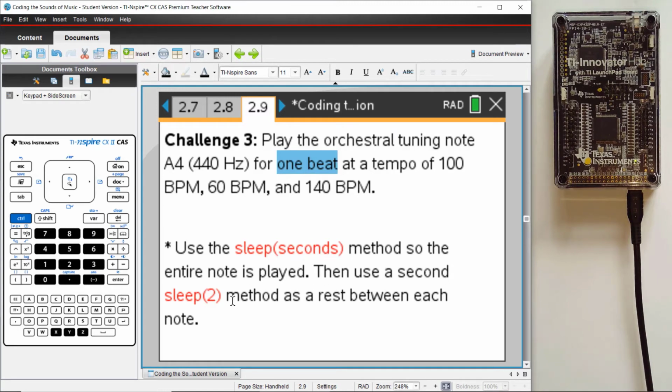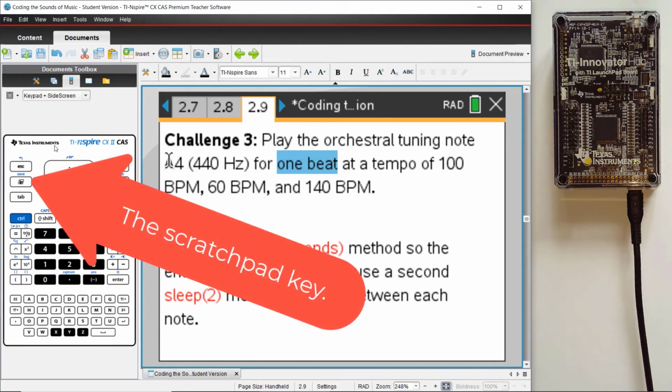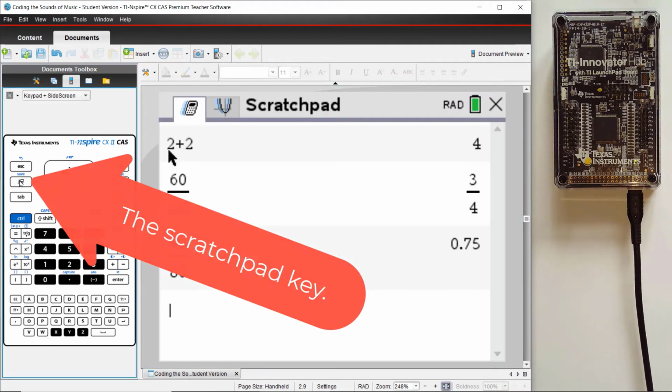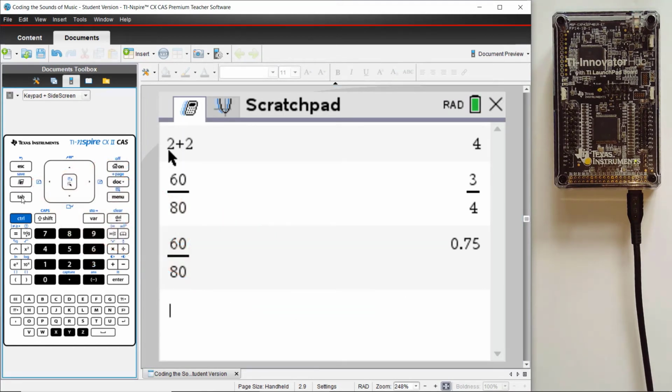Then we're going to add 2 seconds to separate out the 3 different tempos so that we can hear them. I'll help you get started calculating this first one of 100 beats per minute, and I'll do it using the scratch pad that we learned about before and our formula. So I'm going to press the scratch pad key, and I'm going to remember my formula.